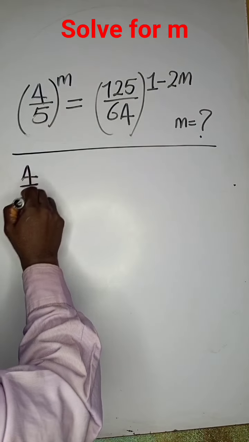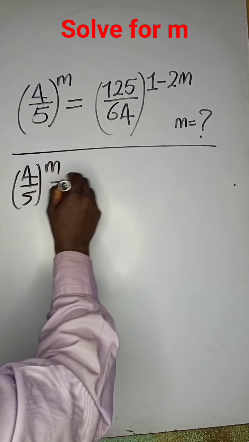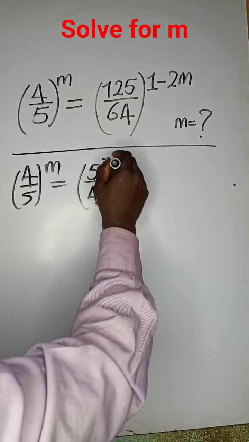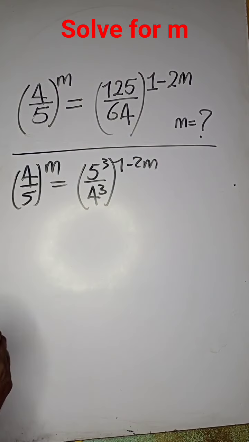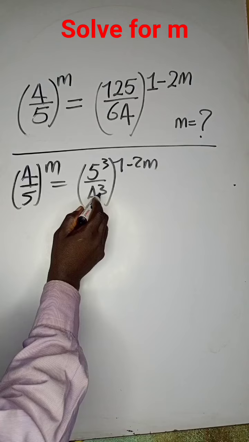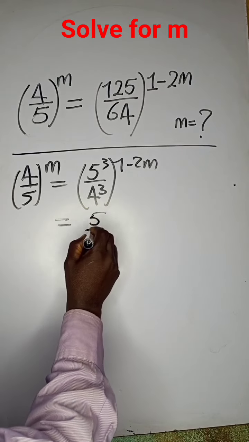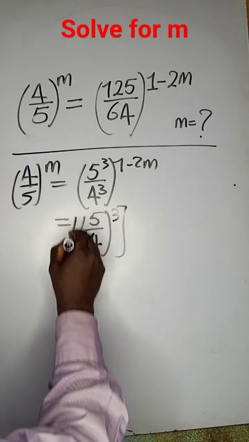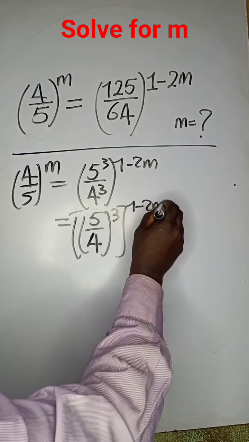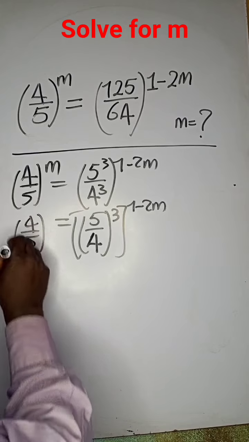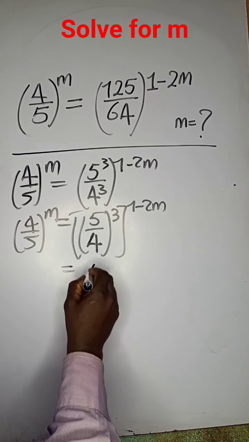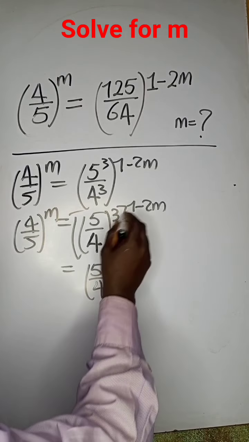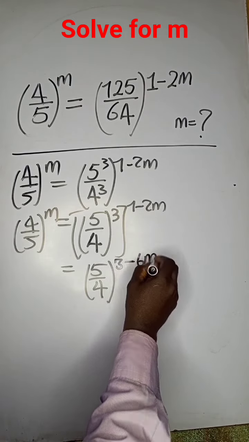So we have 4 all over 5 to the power m is equal to 5 to the power 3 all over 4 to the power 3, all of that raised to the power 1 minus 2m. The power here is 3, the power here is 3, so we can just write the power once. So I have 5 all over 4, all raised to the power 3. But everything was raised to the power 1 minus 2m. So this is going to give me 5 all over 4 to the power 3 multiplied by 1 is 3, 3 multiplied by negative 2m is negative 6m.